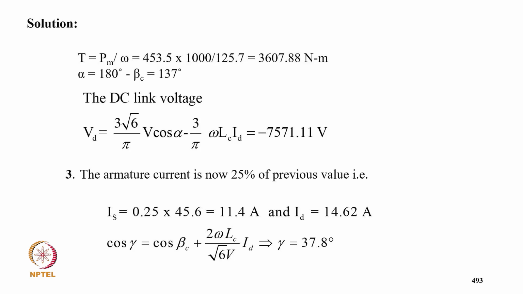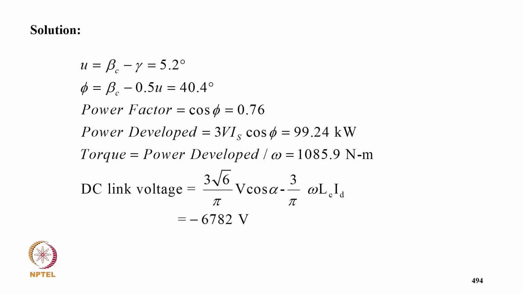So Is equals 0.25 times the rated, 11.4 ampere, and Id equals 14.62. Cos γ equals cos β plus 2 ω Lc Id upon root 6 V, so γ comes to 37.8 degree. So μ equals βc minus γ, that is 5.2 degree. φ equals βc minus 0.5μ, that is 40.4 degree.